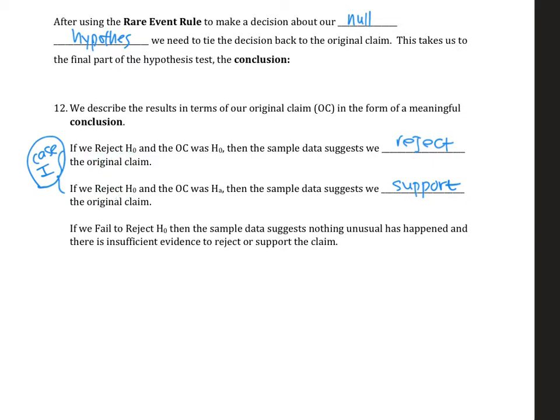If we fail to reject H naught, that basically means our sample data suggests nothing unusual has happened. So there's nothing to reject, there's nothing to support. Basically, there is insufficient evidence to reject or support the claim. You can also say inconclusive. So you can't basically make any decision. I cannot say something is correct, I cannot say something is false, in conclusion. You probably hear that on the news or articles as the study was inconclusive. That means it failed to reject H naught. So this is case 2 where we are basically inconclusive.